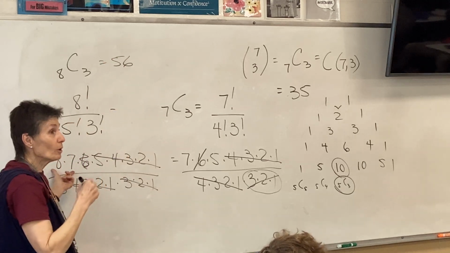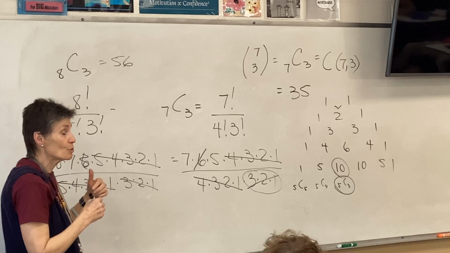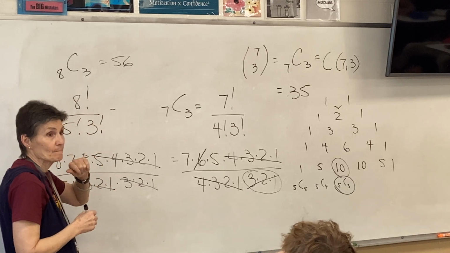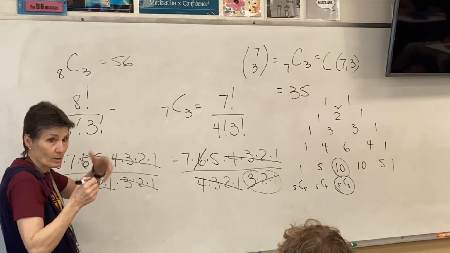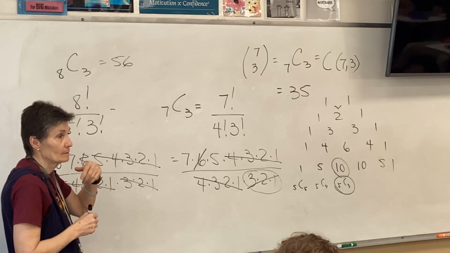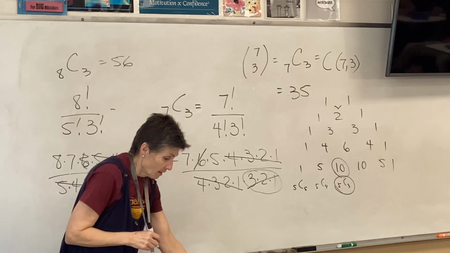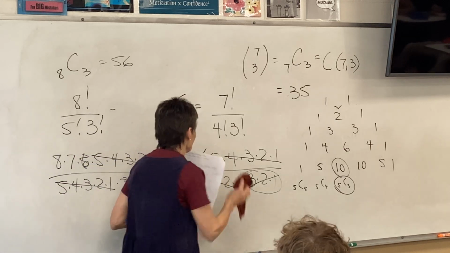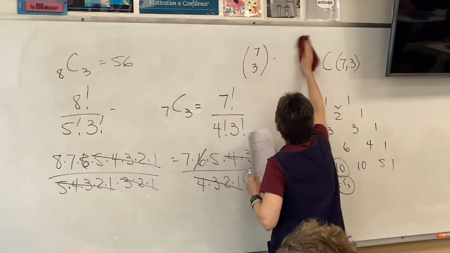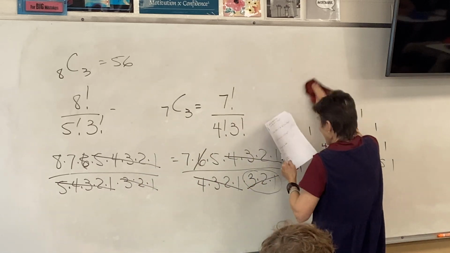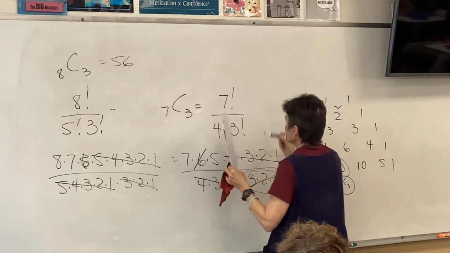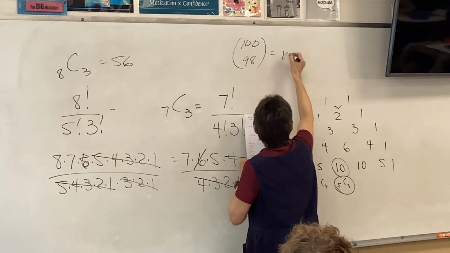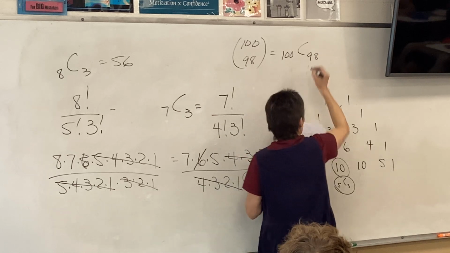Now, you'll have a calculator on test day, so you can go ahead and check that. Is 8C3 really 56? I don't know, is it? Yeah. All right. Oh my goodness gracious, look at the next one. Wait a minute. That was mine. Remember, that is notation, 100 over 98. That's notation for 100C98.